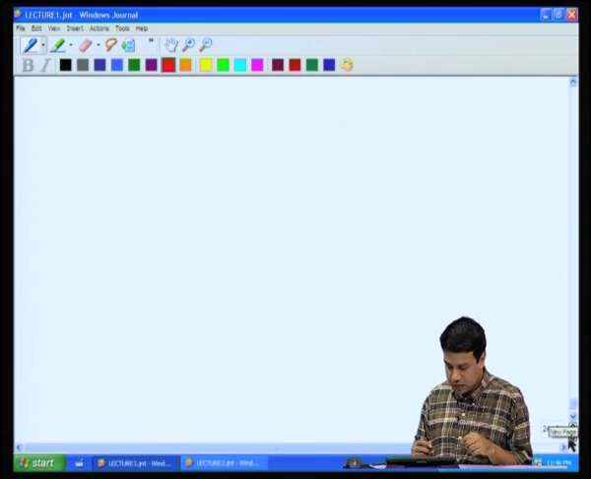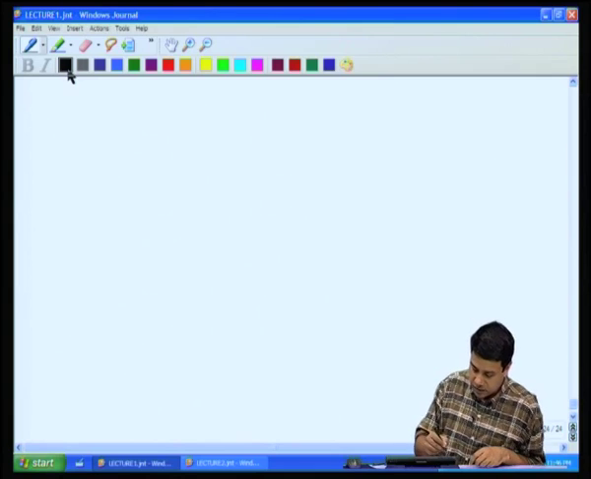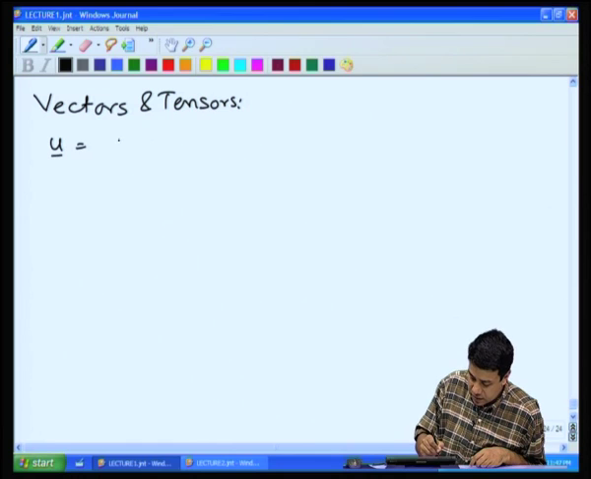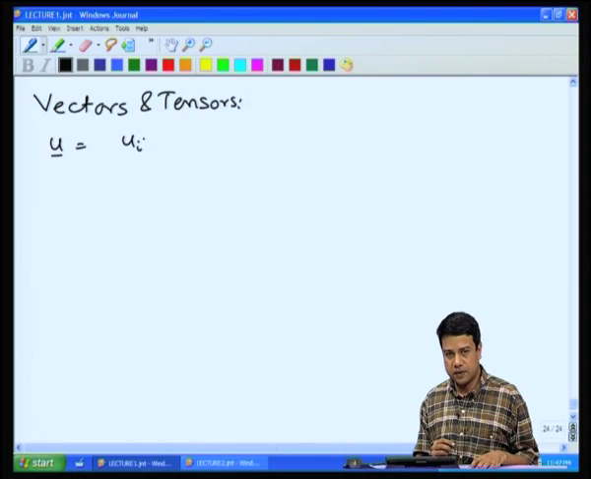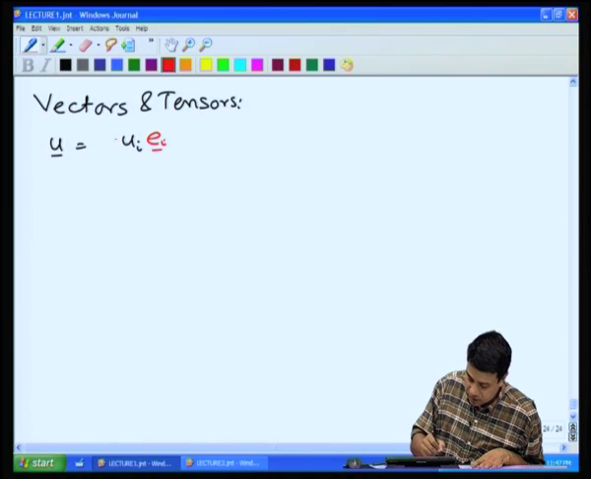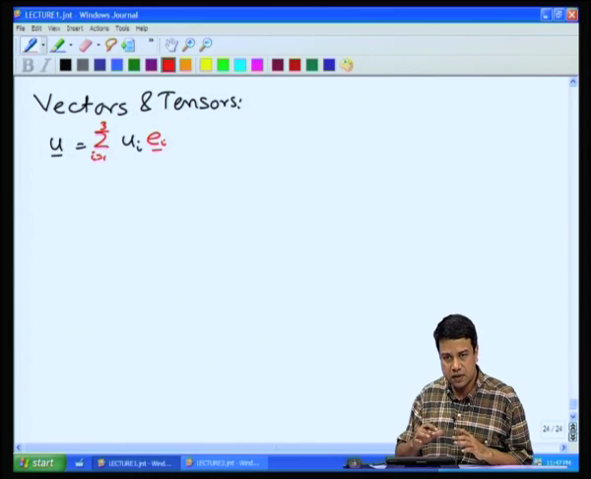So, let us briefly review what we have done so far in vectors and tensors. The velocity vector u is just written as ui. Implicit in this notation is that there is a unit vector there and there is a summation there. Whenever one has a doubt about this, we go from the shorthand notation ui to the complete longhand, including all the ei as well as summation.